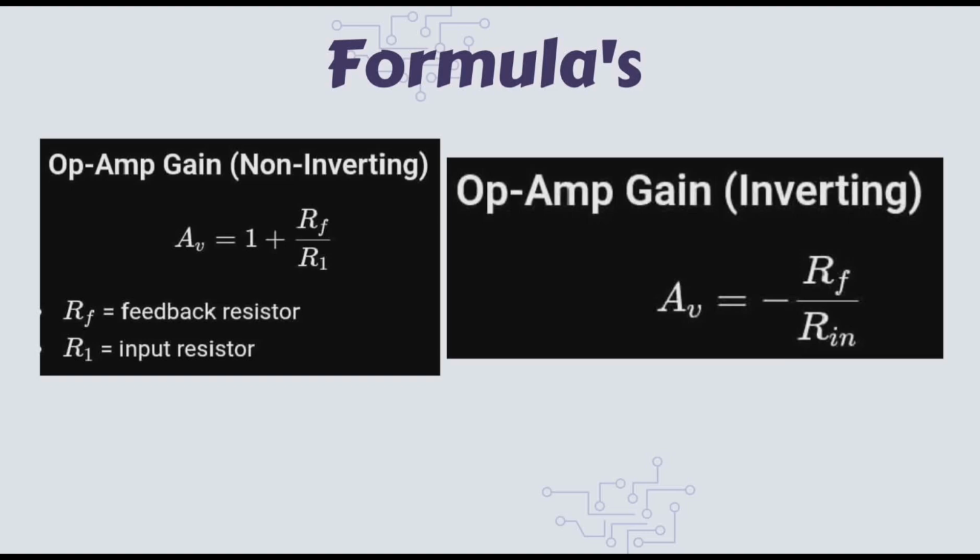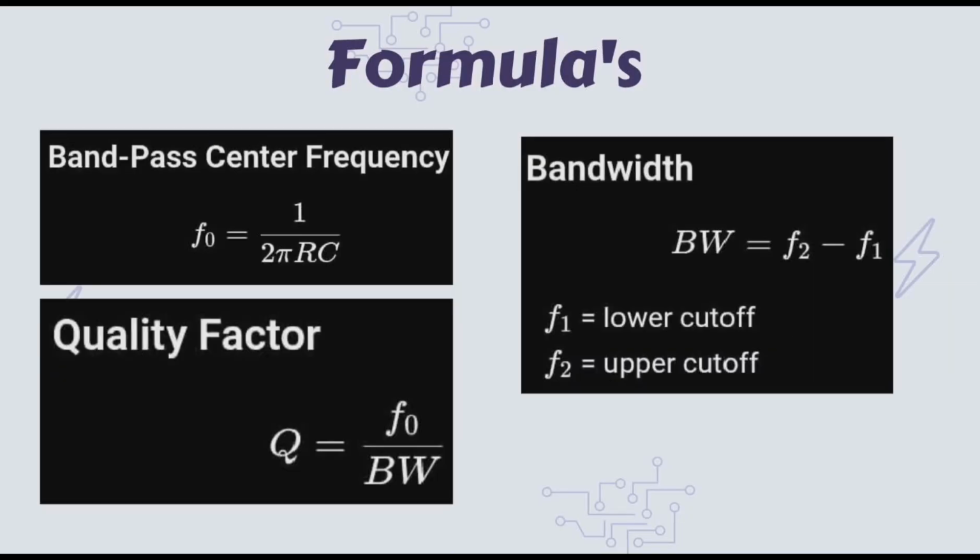So for op amp gain non-inverting, AV equals 1 plus feedback resistor over input resistor. Then for op amp gain inverting, AV equals negative RF over Rin. For bandpass center frequency, it equals 1 over 2 pi RC. And for quality factor, it is bandpass center frequency over bandwidth. And for bandwidth, it is upper cutoff minus lower cutoff.